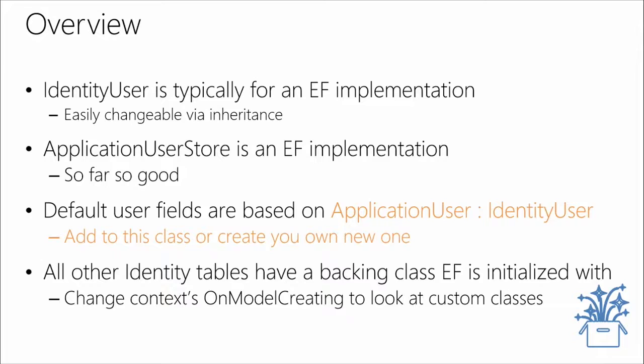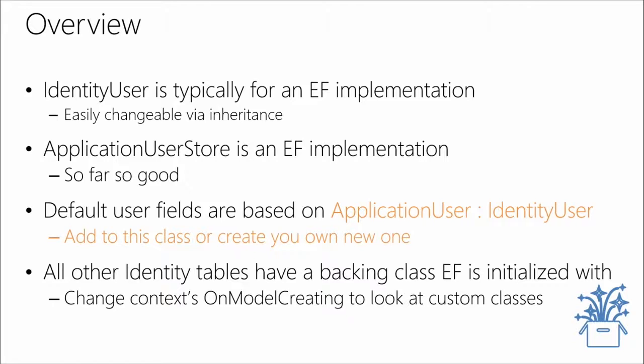All right, let's talk again about our identity user, our application user store. Identity user, we saw that happens to exist in the Entity Framework namespace for identity. So we can easily change that. We get an application user that inherits from that, and we're going to work with that. Application user store, that is also an Entity Framework implementation. We've already looked at that. That's the user store that we use to access anything for the user.